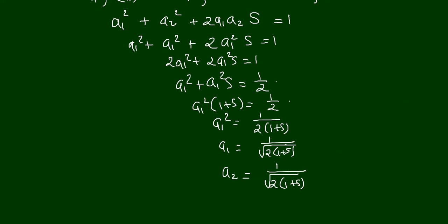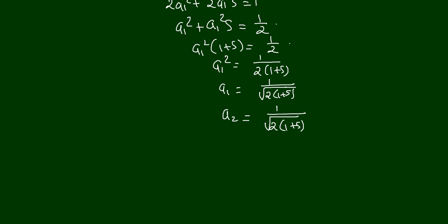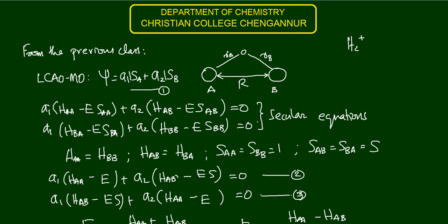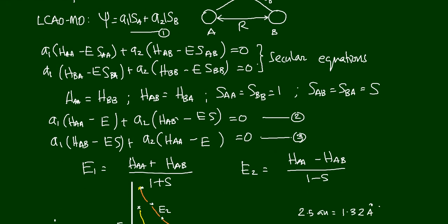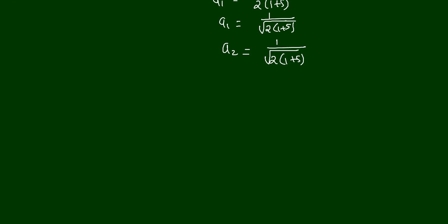Now we can substitute these values for a1 and a2 in our psi MO. The molecular orbital wave function psi is equal to a1 1sA plus a2 1sB. This is equation number 1, so we substitute here in equation number 1. Since this is obtained by substituting E plus in our equation, we call this psi plus. Therefore psi plus is equal to a1 1sA plus a2 1sB.